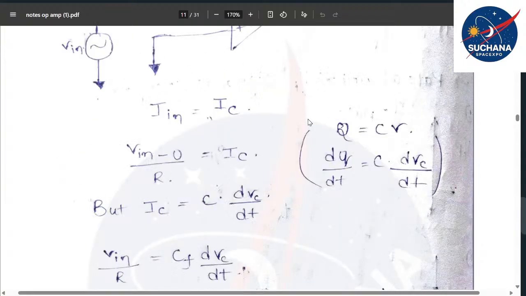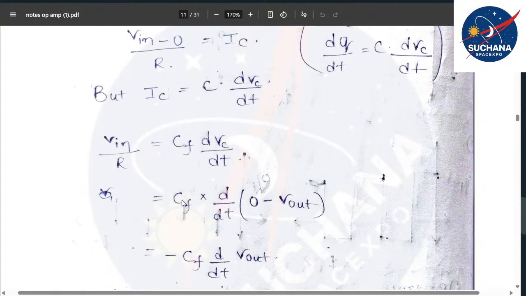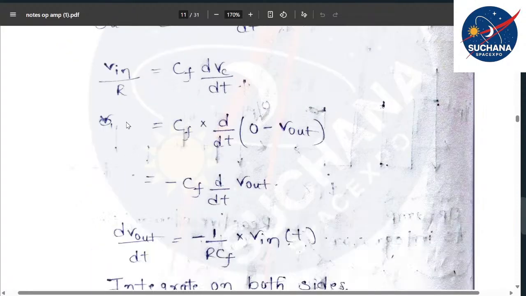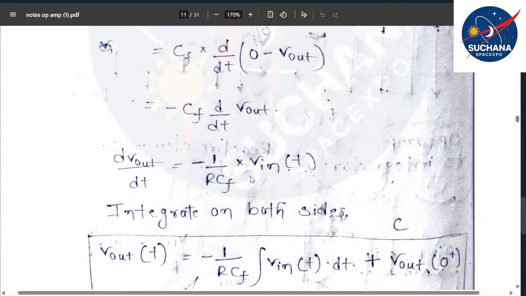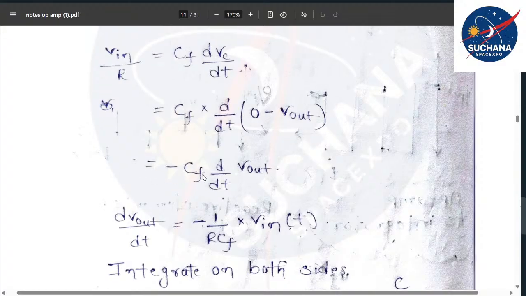So I'm replacing Vc with 0 minus V out. Let's see the equation we obtained. Finally we obtained V in by R is equal to minus CF into dV out by dt, where V out is the output voltage. Now I am just rearranging the equation. On the LHS I have V in by R, and on the RHS I have minus CF into dV out by dt. I am moving all other terms other than dV out by dt to the other side.